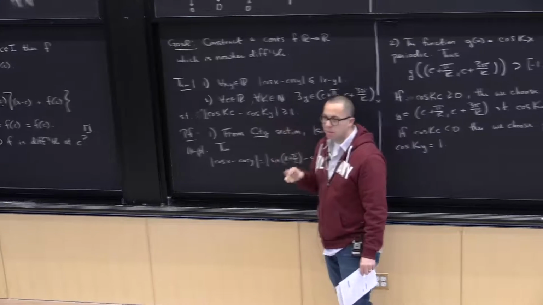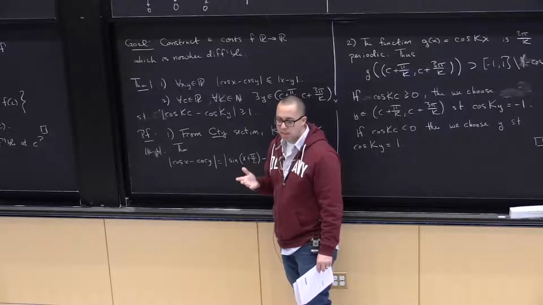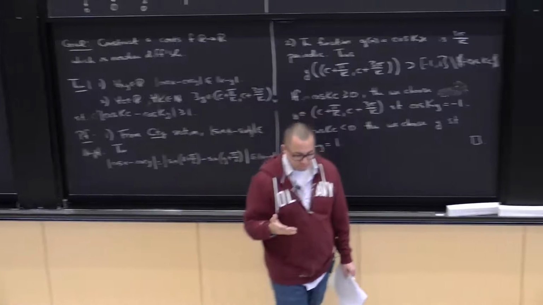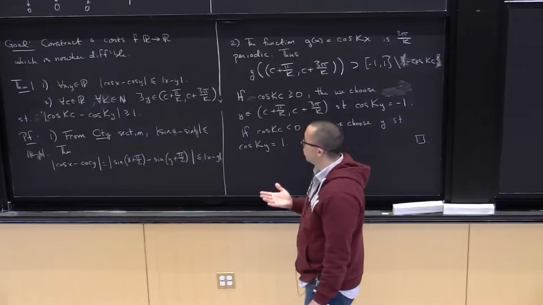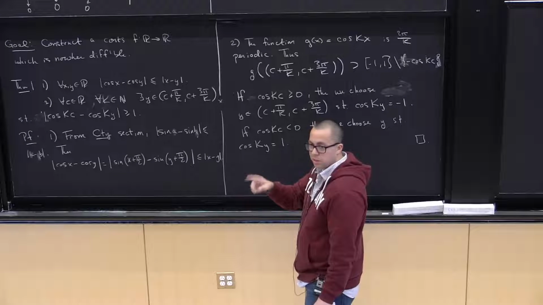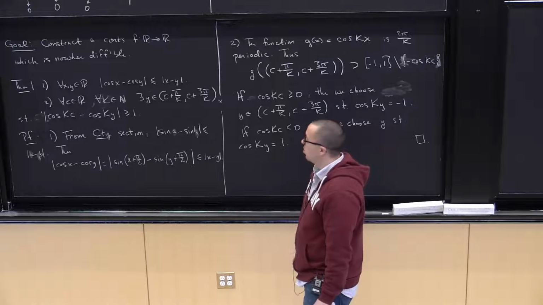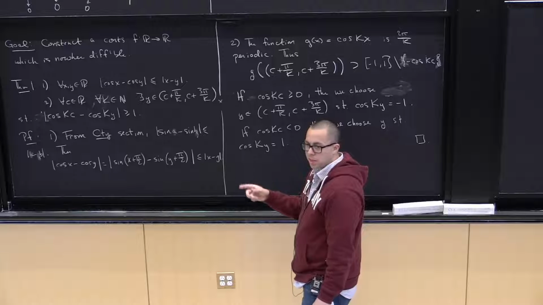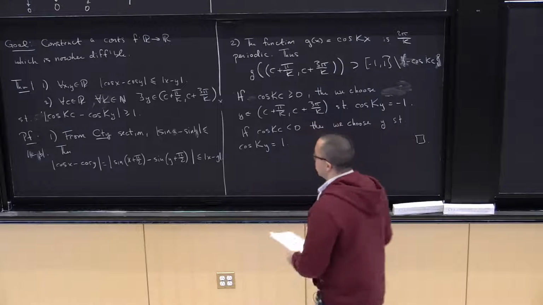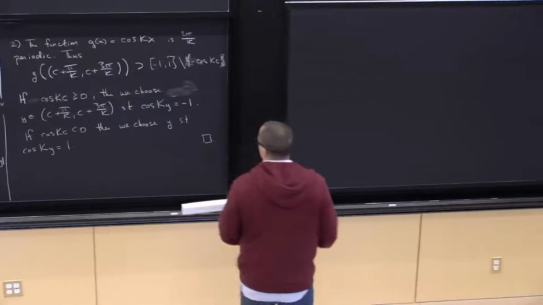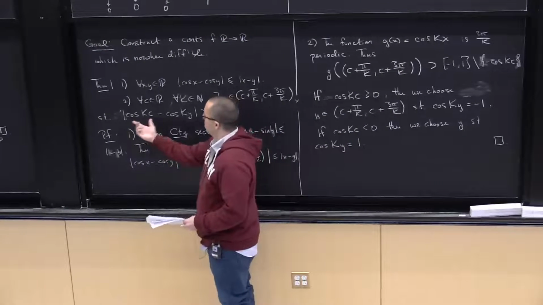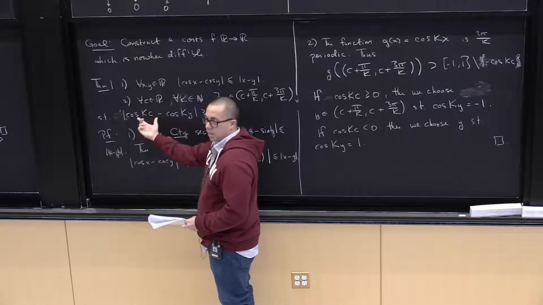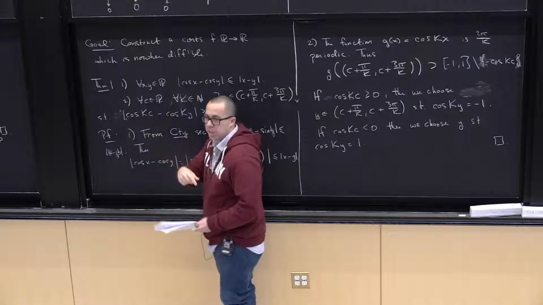So these two are going to be the ingredients in that idea I said at the start: we're going to build a function which is quite oscillatory, but is not so oscillatory that it's not still continuous. Okay? And we're going to build our function out of cosine kx, where k is going to be changing.